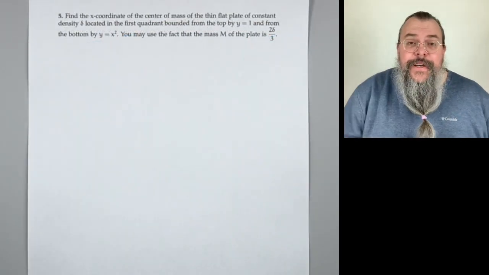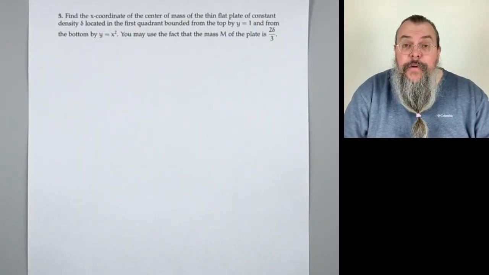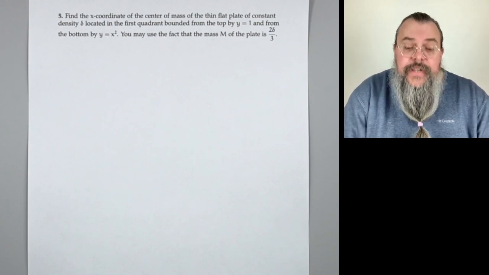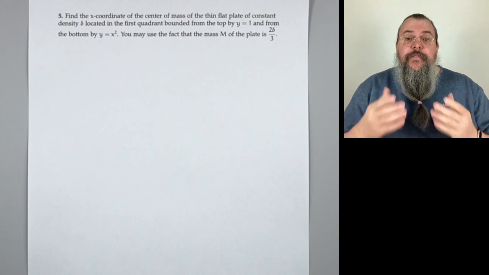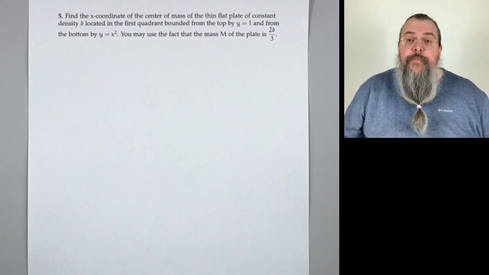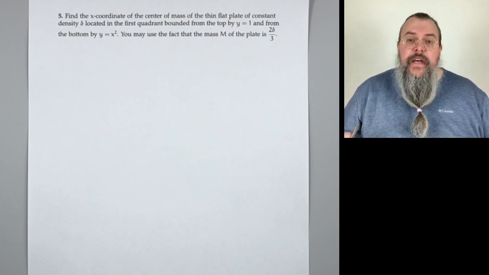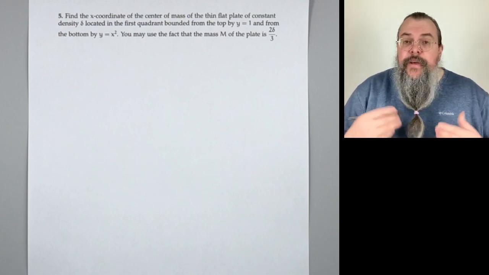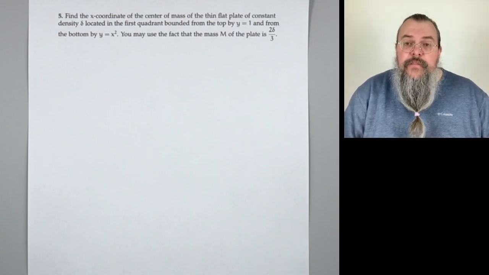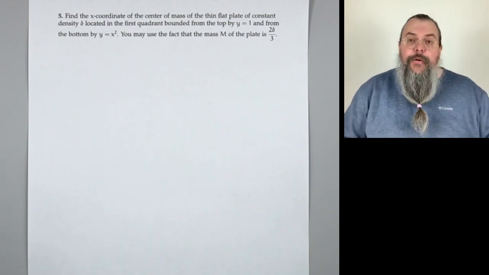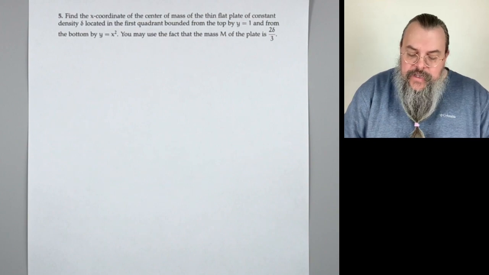Number 5, find the x-coordinate of the center of mass of the thin plate of constant density delta located in the first quadrant, bounded from the top by y equals 1 and from the bottom by y equals x squared. You may use the fact that the mass of the plate is 2 delta over 3. Okay, wow. All right.